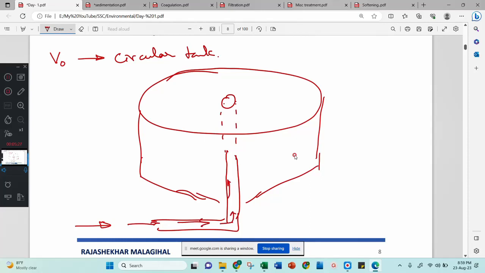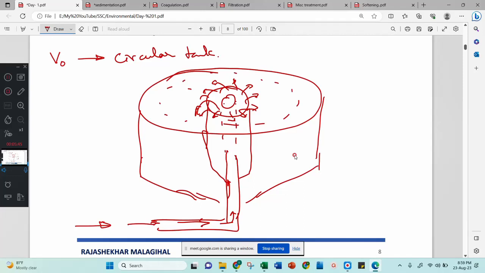Then the entered water is widened here, and it will come out here. Here you can make a small arrangement. This water is coming out. Now you can see this is called overflow or surface loading. You are loading the water onto the surface of the circular tank.